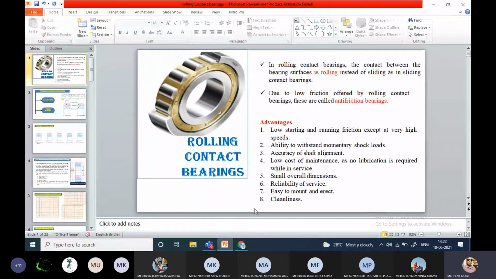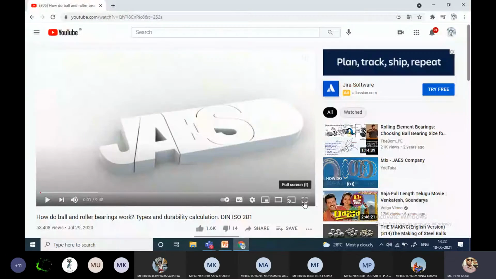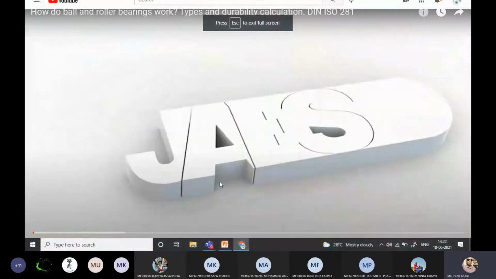Before starting this, I want to show some animation video related to this rolling contact bearing.